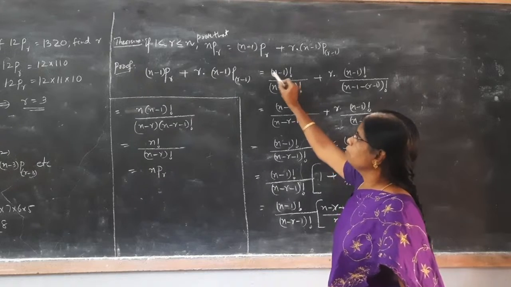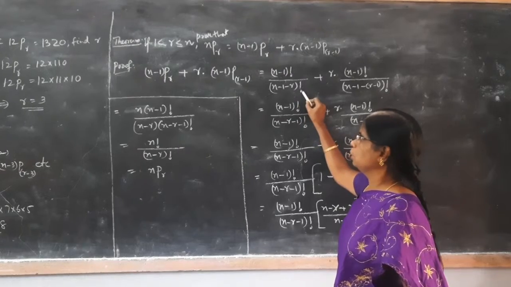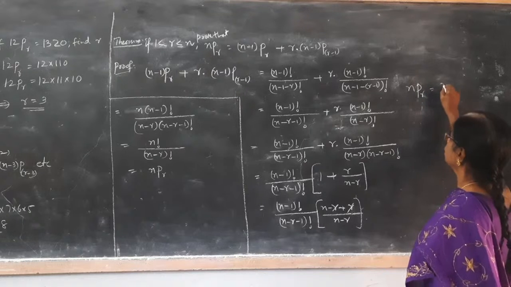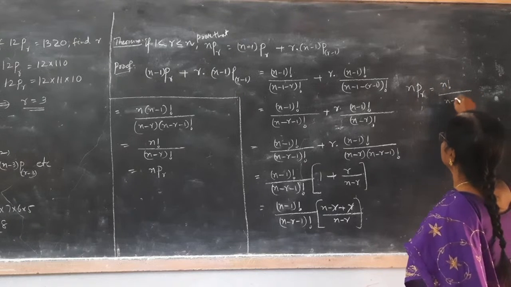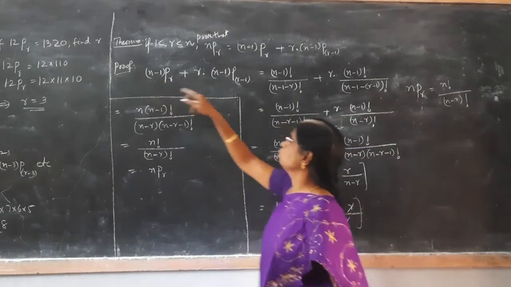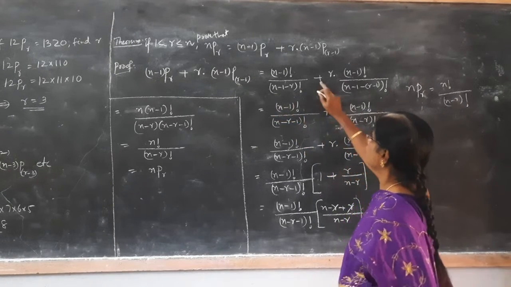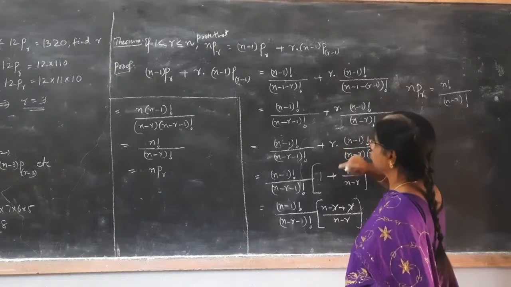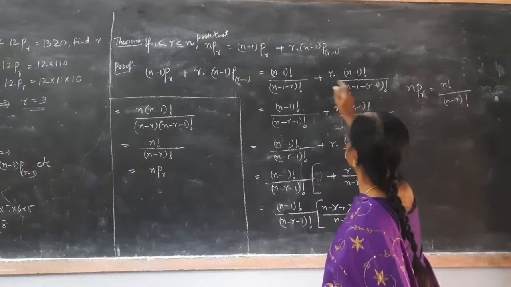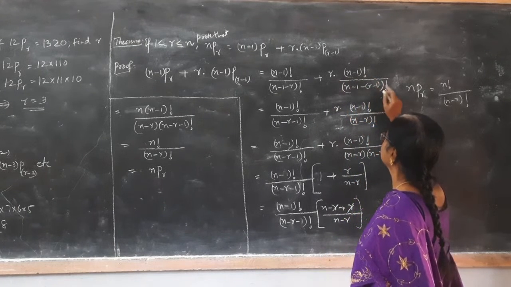(n minus 1) factorial by (n minus 1 minus r) factorial. I am using this formula: nPr is equal to n factorial by (n minus r) factorial. Here n is n minus 1. So (n minus 1) factorial by (n minus 1 minus r) factorial plus r into, again applying the formula for (n minus 1)P(r minus 1), that is (n minus 1) factorial by (n minus 1 minus (r minus 1)) factorial.